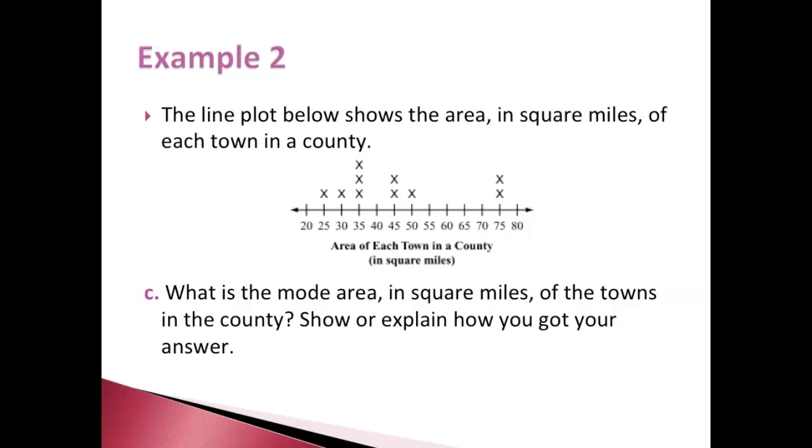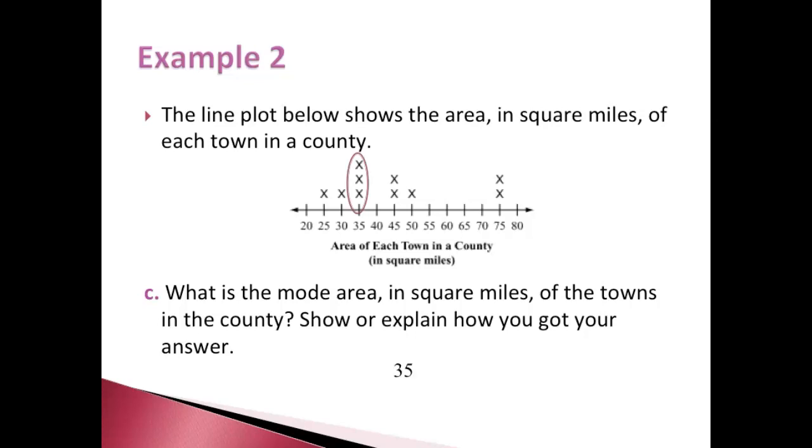All right, part C. What is the mode area in square miles of the towns in the county? Show or explain how you got your answer. Now for this one, because you are trying to find the mode, you're trying to see which data value appears the most. With a line plot, it's pretty easy to see because the X's stack up, so the one with the highest stack of X's is going to be the mode. So in this case, 35 is the mode.